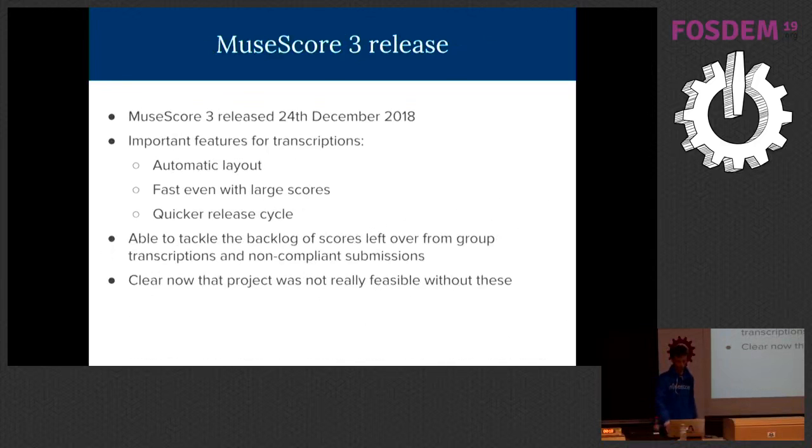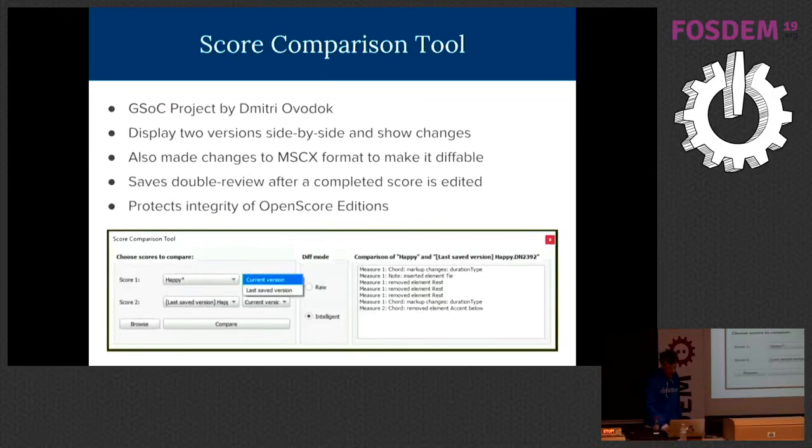And just recently, on the 24th of December, Musescore 3 was released, and this has important features that enable us to go faster in the future. It has automatic layout, which means that the task of tidying up a transcription that's been finished is much quicker. And it also has a score comparison tool, which means that if somebody edits a score, we can get a printed out list of exactly what they changed, and this protects the integrity of the scores.